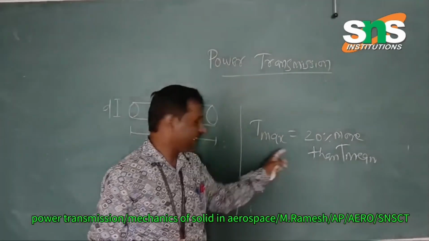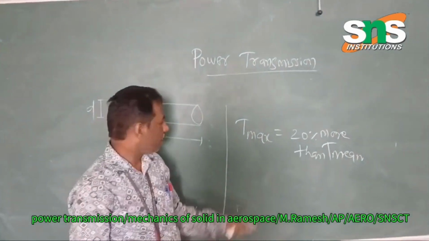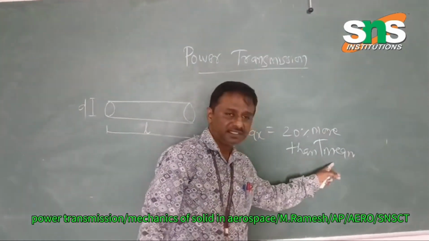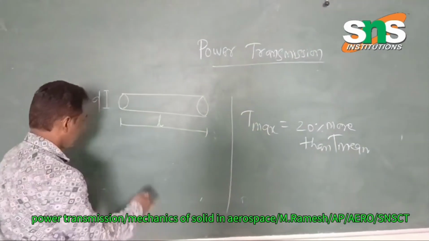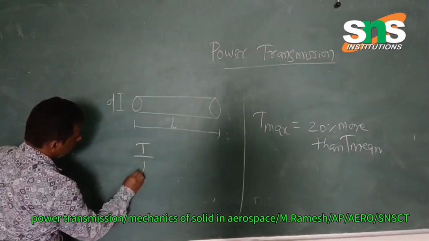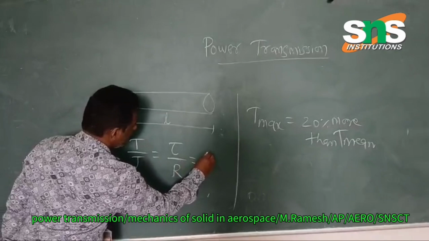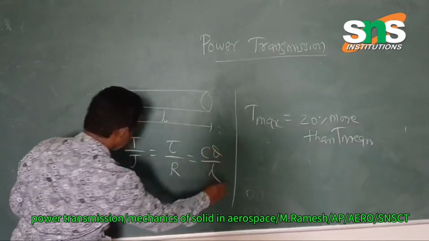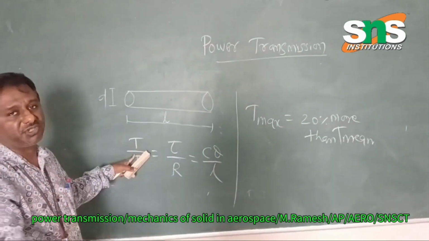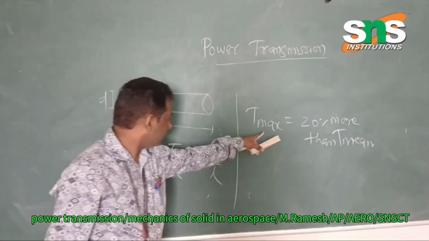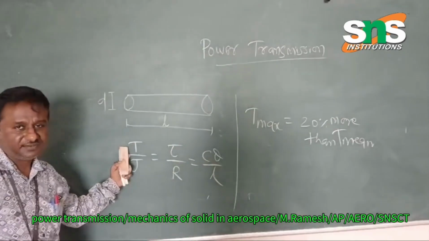Okay, so here I am having two types of torque. One is maximum, another one is mean torque. As per the torsion equation, T by J equal to tau by R equal to C theta by L, where T is the maximum torque. So this T max comes here.